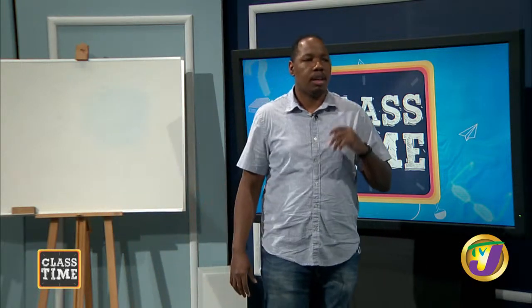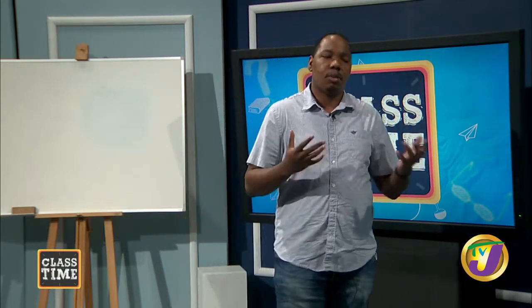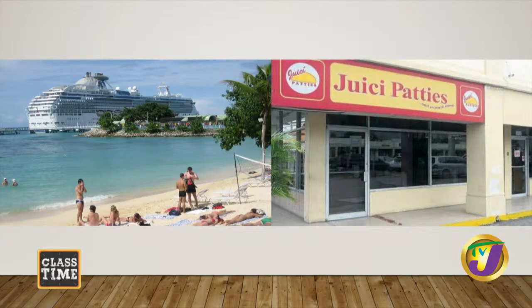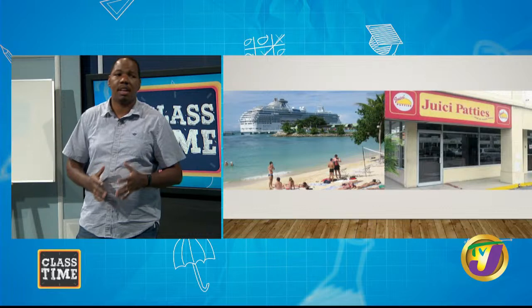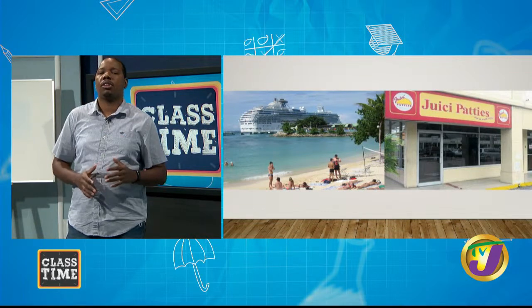So I have an industry here, the tourism industry. You see a shipping harbor, and what appears to be some tourists. I also have on the right-hand side of your screen Juici Patties. Some of you might be saying, but how is Juici a part of the tertiary sector? It's really considered to be a part of the tertiary sector because it involves the distribution of food that is processed at the secondary level. So it involves the distribution or retail of food. So retail activities are an important part of the tertiary sector.